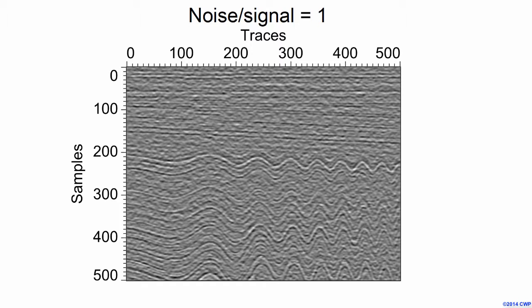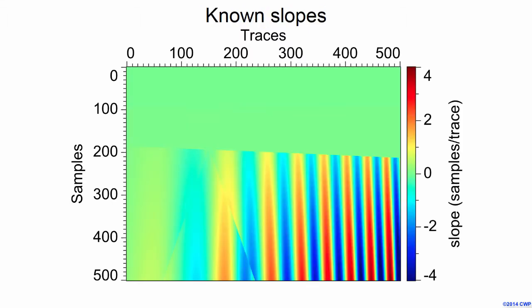And for noise to signal ratio equal to 1, we can really only pick out strong reflectors in the image. But the cool thing about having a synthetic image is that we know the slope values exactly for every sample in the entire image. And that's this image that you see here.